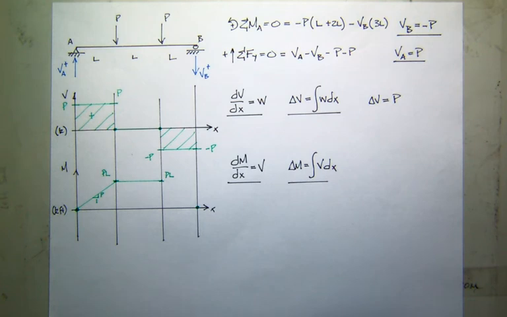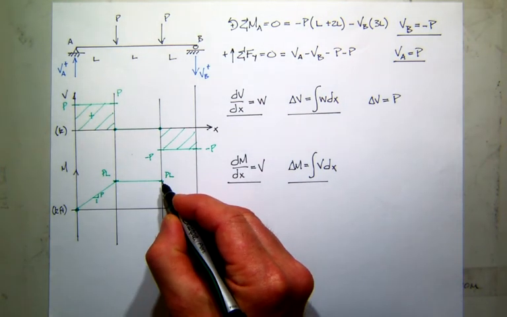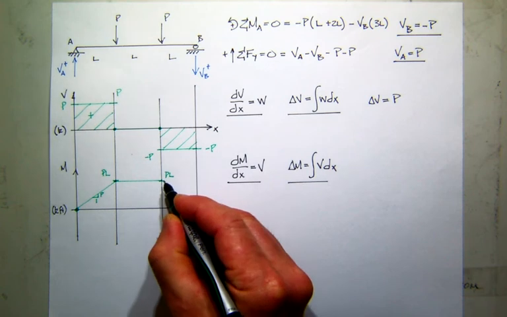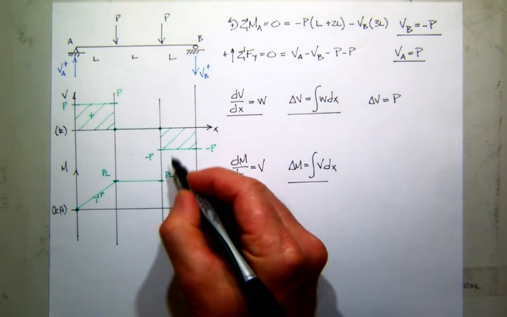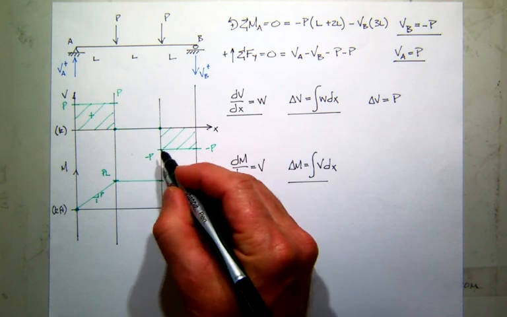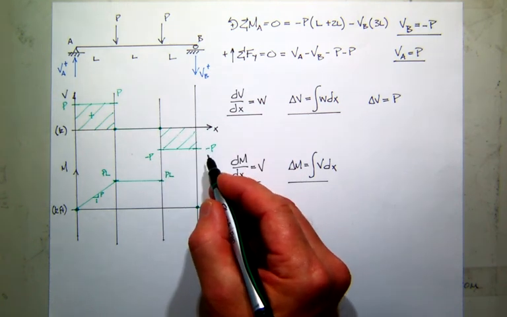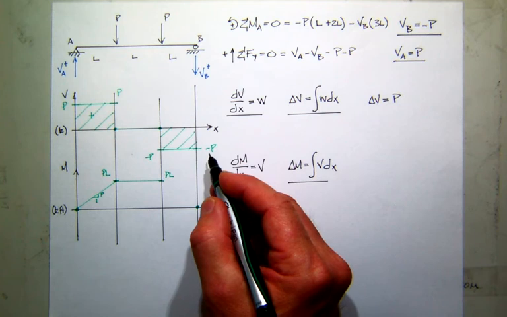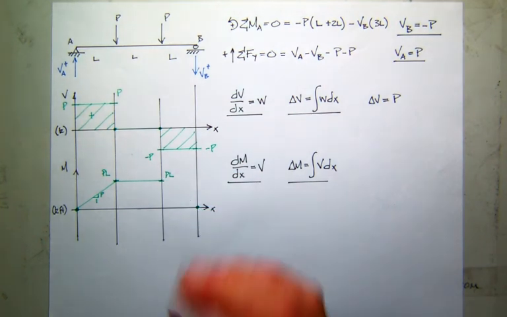So what do we do the next time? We're going to do exactly the same thing. We're going to say, I'm at PL. What's the change in moment over the last length? The area under the shear diagram. What's the area under the shear diagram on the last length? It's a rectangle. Base L times height minus P. So the area is minus PL. So PL minus PL is... Yes! We've found our way home.